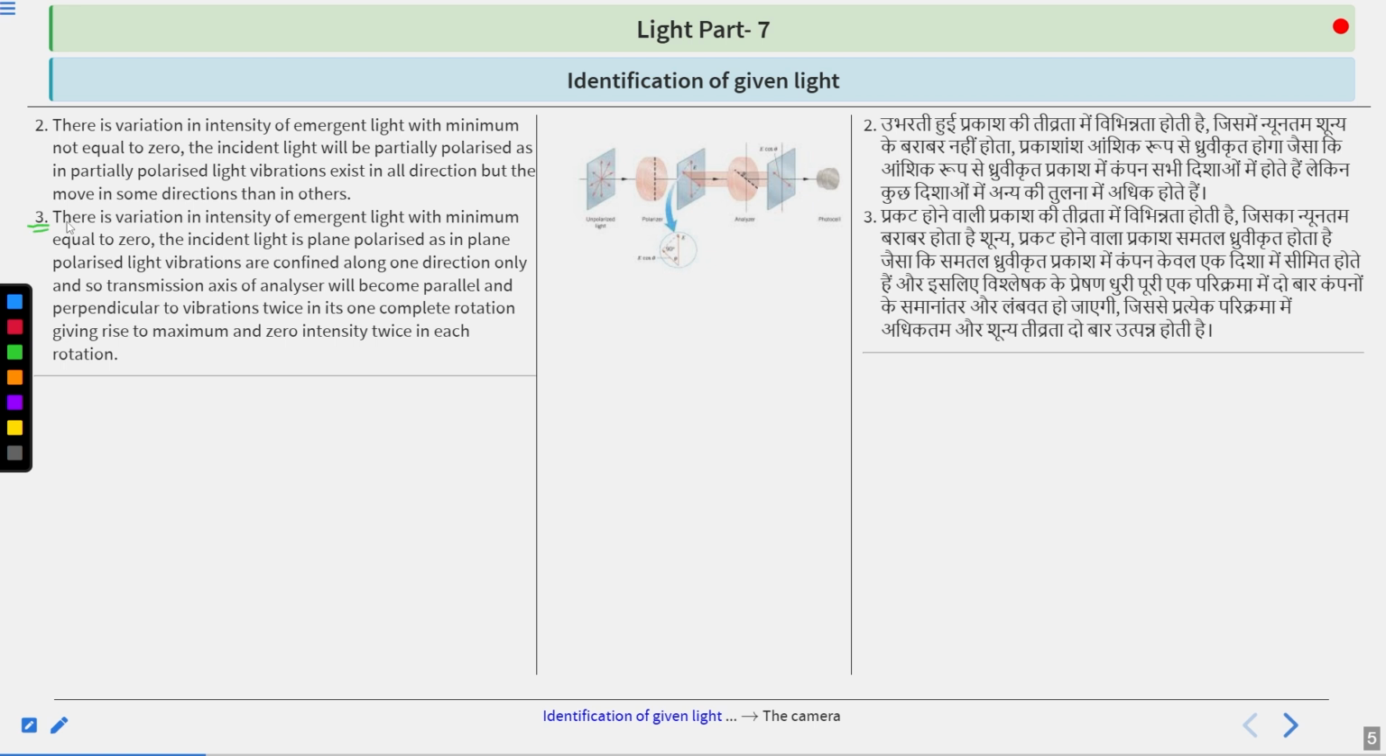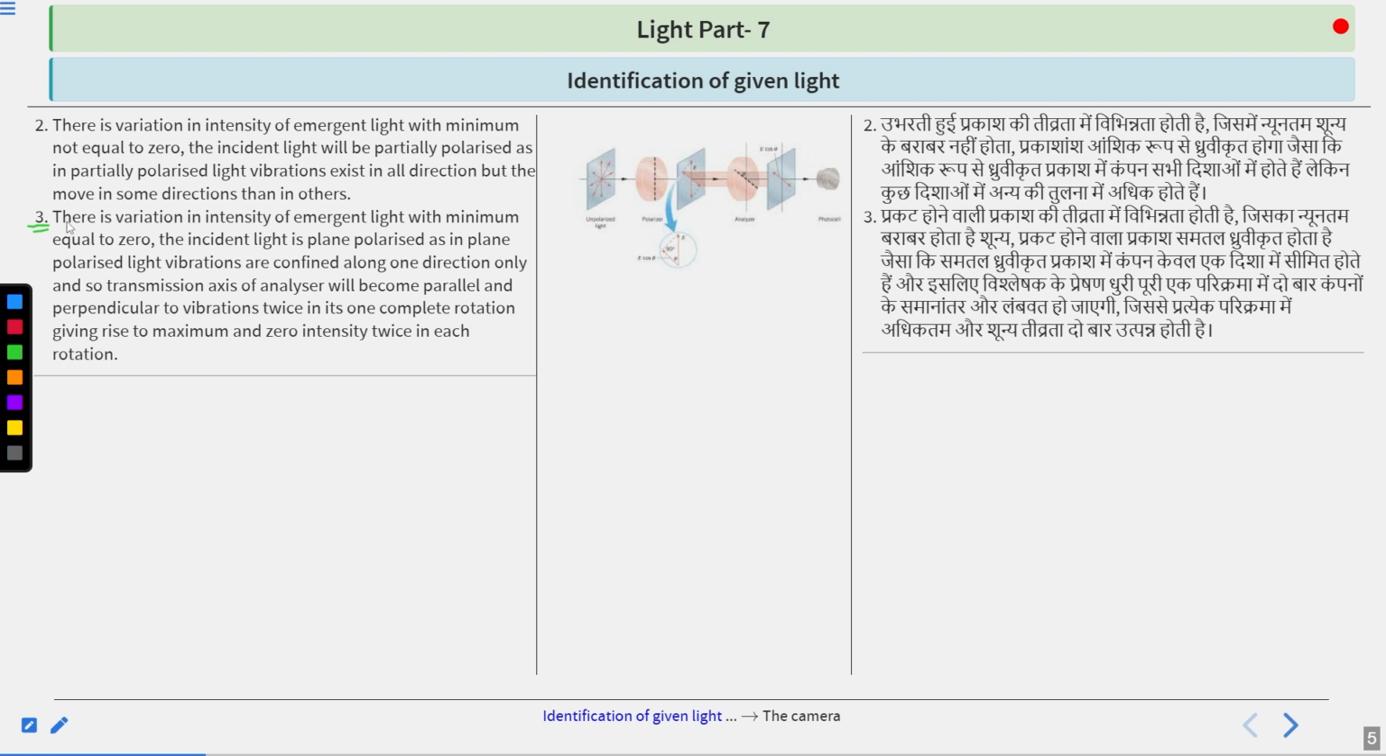Third case is there is variation in intensity of emergent light with minimum equal to 0. The incident light is plane polarized, as in plane polarized light the vibrations are confined along one direction only. And so the transmission axis of the analyzer will become parallel and perpendicular to the vibration twice in its one complete rotation, giving rise to maximum and zero intensity twice in each rotation.